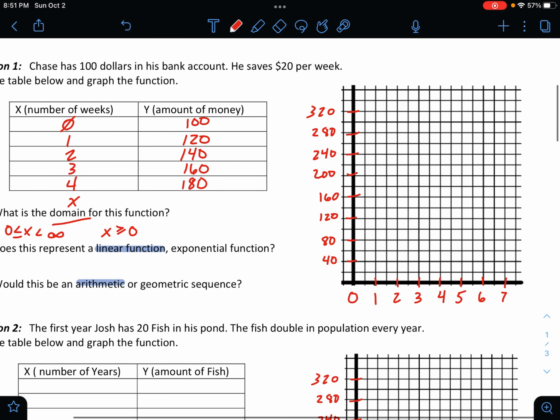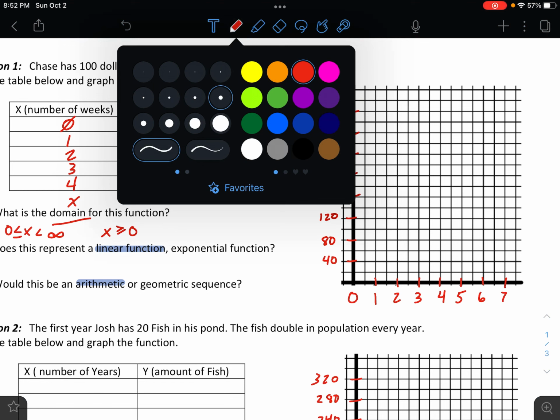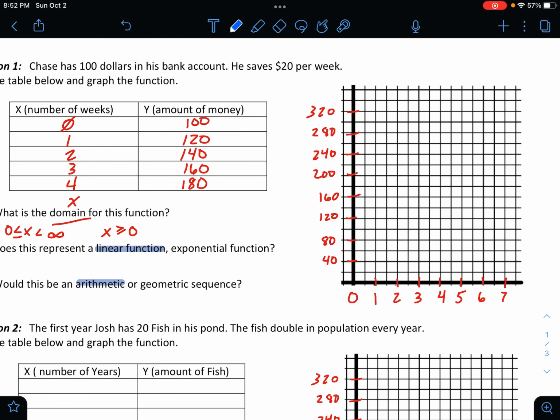Okay, so let's go ahead and plot these points. As you can see, I filled out the axes already. So 0, 100. Let's make that a bigger dot, and we'll put it in blue. It's going to be right here. 1 and 120 is right here. 2 and 140. There. 3 and 160. There. And 4 and 180, which is there.